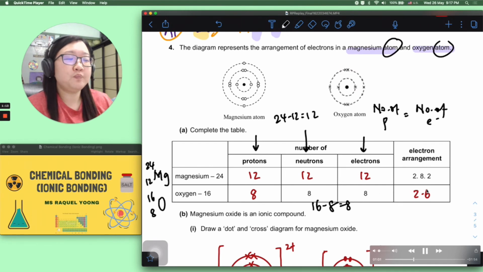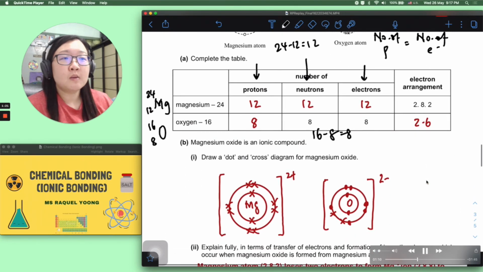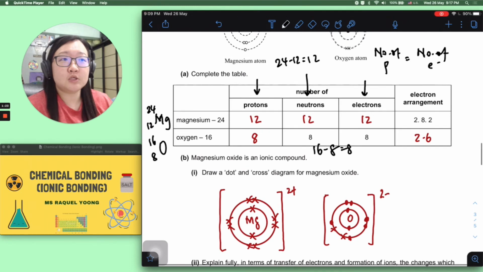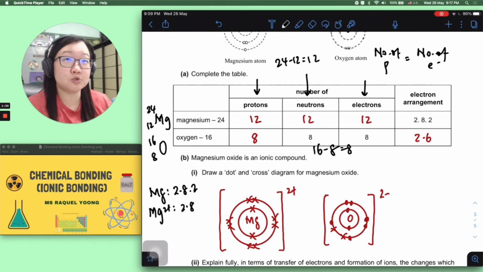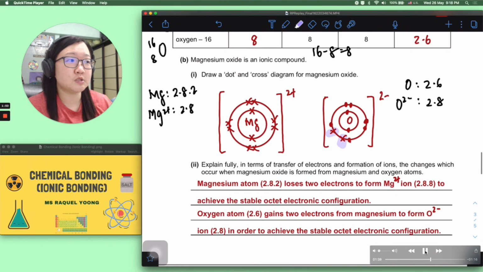Electron arrangement is the same as electronic configuration. Use group number and period number to help you with this. B part 1, you're supposed to draw the dot and cross diagram of magnesium oxide. So again, the same drill. Work through the electronic configuration. You know that your cation that you're trying to draw is Mg2+, which is 2.8, stable octet. And for oxide, it will be 2.6, gaining 2 electrons to form O2 minus. So this one is highly similar to the previous questions that we have seen.